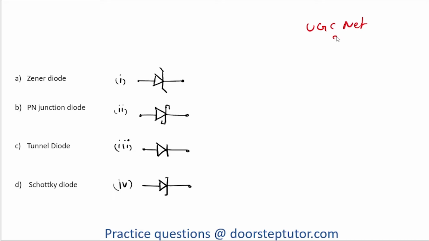Exam in 2018. So it is to match the type of column question. So we have to match the column here. It is asking the symbols for the respective diode. The symbol for the Zener diode is this. So this will be representing the Zener diode.